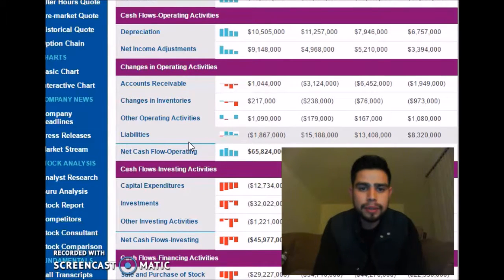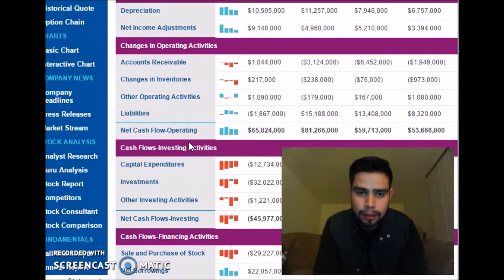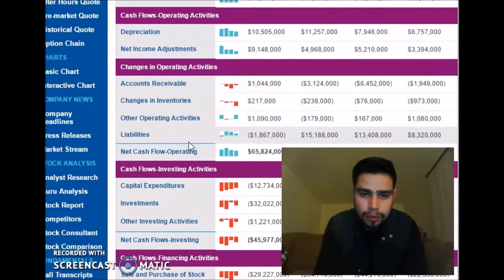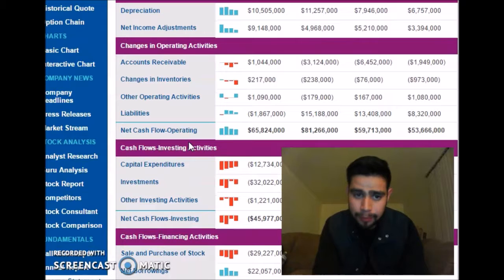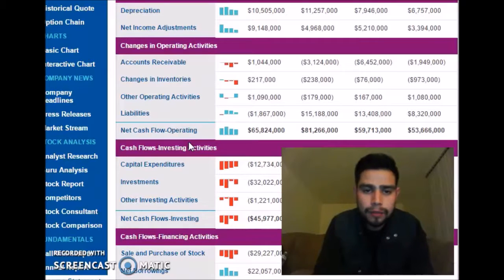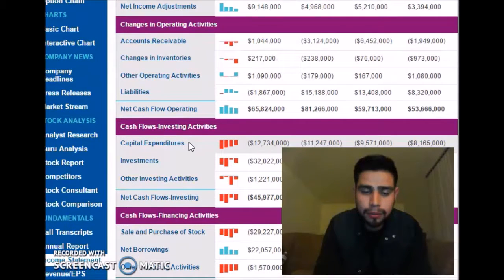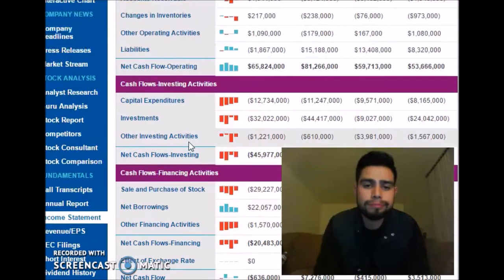In change in inventories, we have a lower amount in 2016, and the other operating activities, it's an increase from the last year. And in liabilities, we have more liabilities in 2015, and the net cash flow operating is higher in 2016.